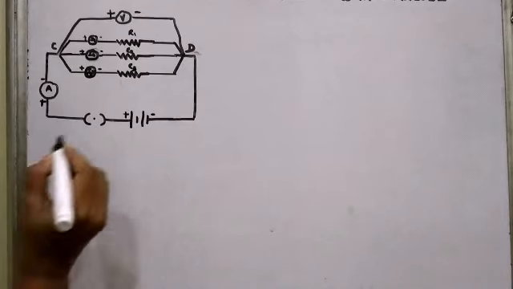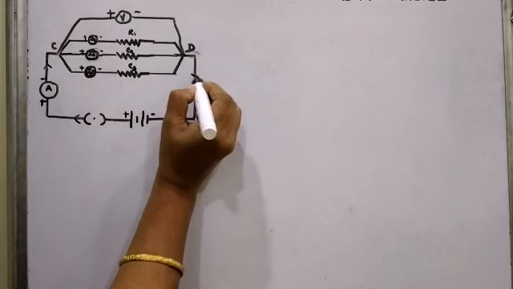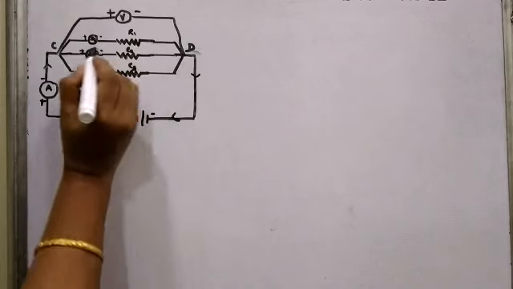Pathway of current also has to be shown. Current will flow like this. Also, you can show that the current is flowing here.